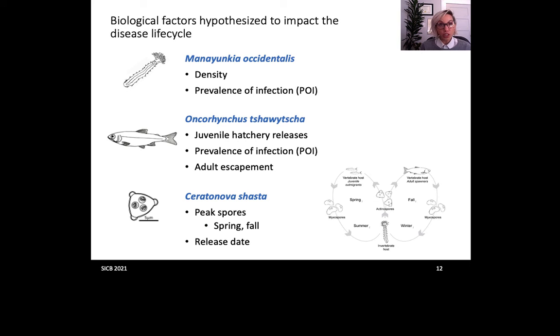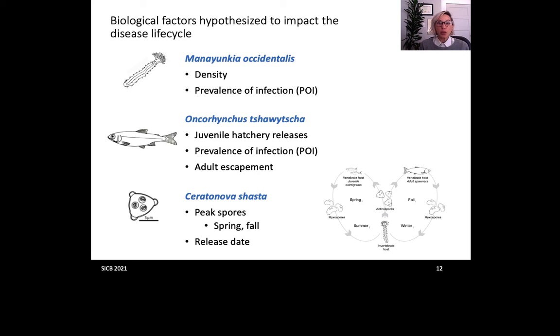Here are some of the biological factors that are hypothesized to impact the disease life cycle that might provide relationships useful in predicting spore density. So I provided a wee life cycle here for reference. In annelid hosts, we looked at the population density and prevalence of infection.